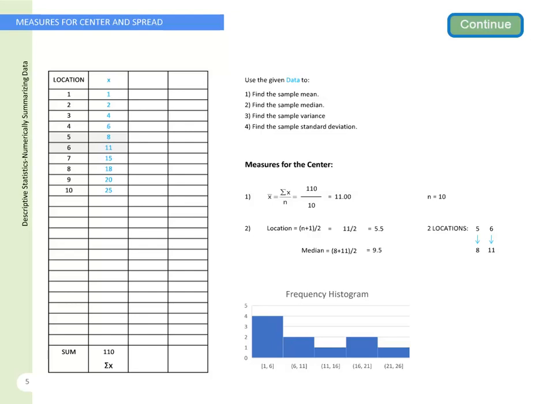All data values contribute to the measure of the center called mean, compared to the median, which is given just by the middle number or numbers. We say that the median is resistant to extreme values.